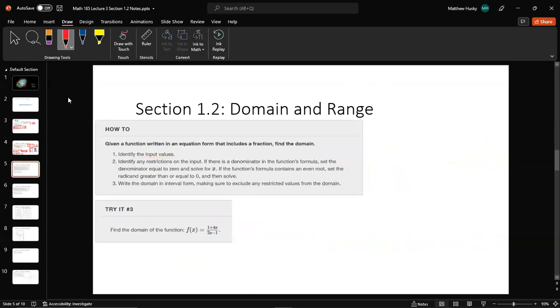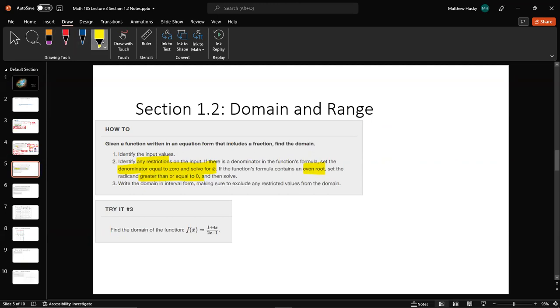Let's see, where were we? All right. Given a function written in equation form that includes a fraction, find the domain. So identify the inputs, find any restrictions on the input. And we kind of said this earlier, but here they're formally introduced. So we've got any restrictions. They're saying you make the denominator equal to 0 and solve for x. And then if it has an even root, the expression under it needs to be greater than or equal to 0.